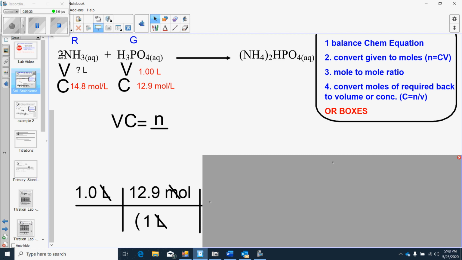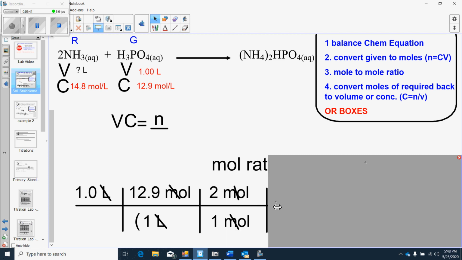So you'll see that my required has a coefficient of 2, and my given has a coefficient of 1. So now we have our mole-to-mole ratio. Okay? The given is always on the bottom. The required is always on the top. Or you can do your moles. So this here was my given, moles of H3PO4. So I'd have to put moles of H3PO4 down here to factor out. And this would be moles of NH3. It has a 2-to-1 ratio.